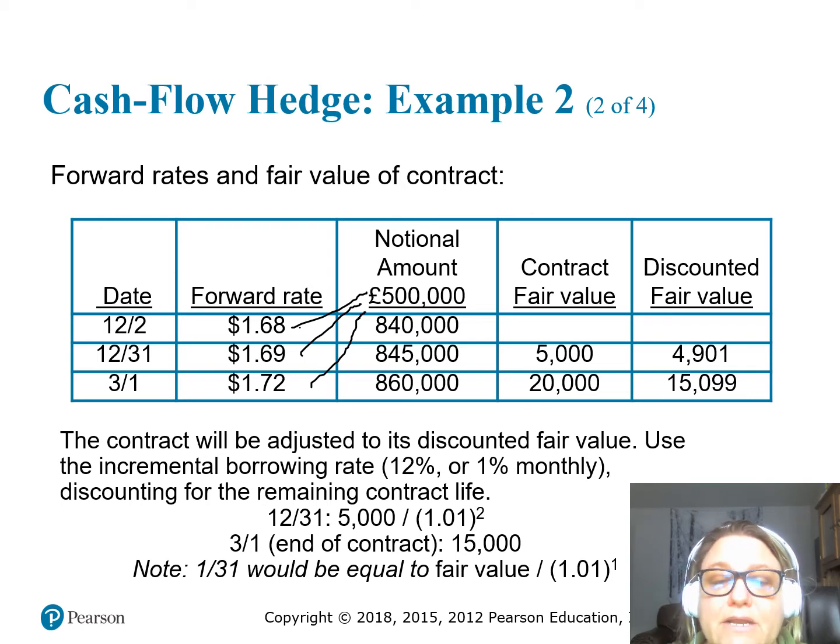So the next thing we're going to do is look at the contract. It's adjusted to its discounted fair value. Okay. So we're going to use the incremental borrowing rate of 12%, or 1% monthly. So if it's monthly, then on 12/31, the contract's fair value, you're going to take the $5,000, which is the contract value, and divide it by 1.01. This means that this is 1 month, all right? So grab the 5,000.